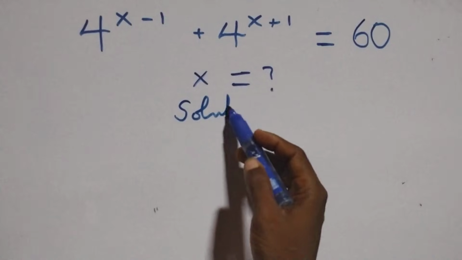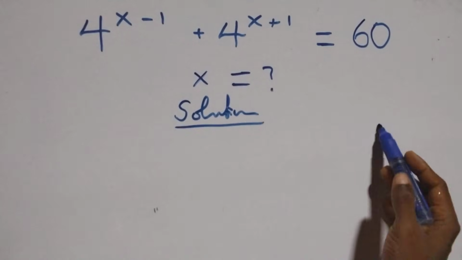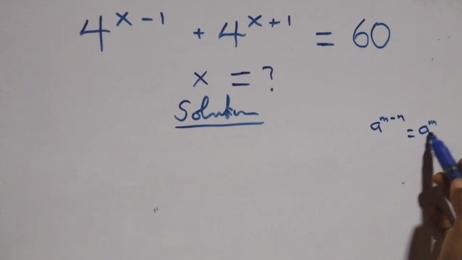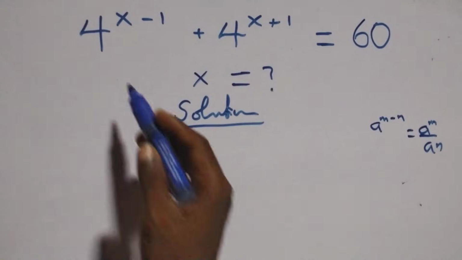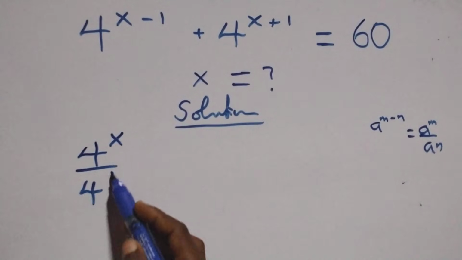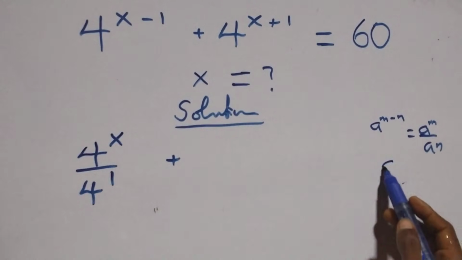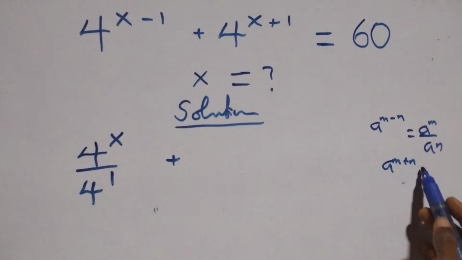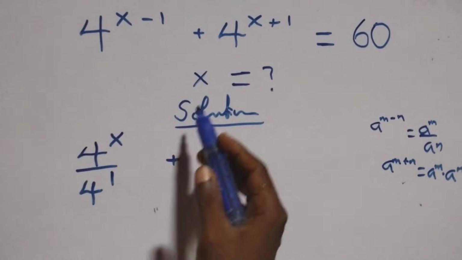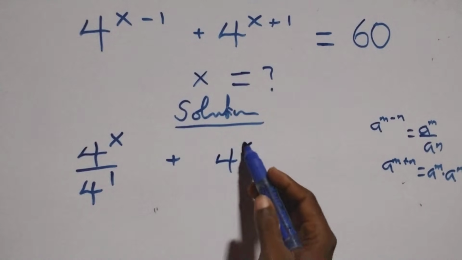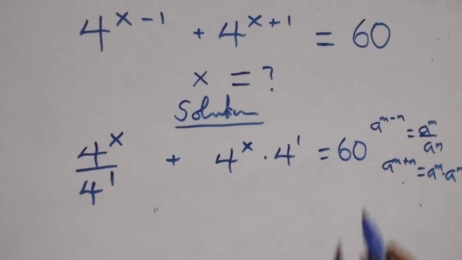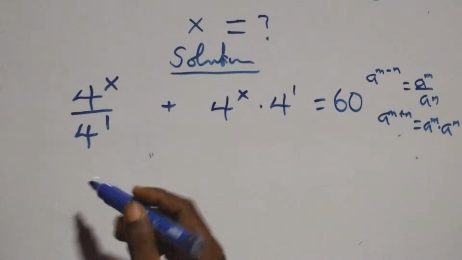Solution from here. From what we have here, this follows when we have a raised to power m minus n, the same thing as a raised to power m over a raised to power n. Here we have 4 raised to power x over 4 raised to power 1. Also, when we have a raised to power m plus n, this is the same thing as a raised to power m times a raised to power n. Here we have 4 raised to power x times 4 raised to power 1 equals 60 on this side.